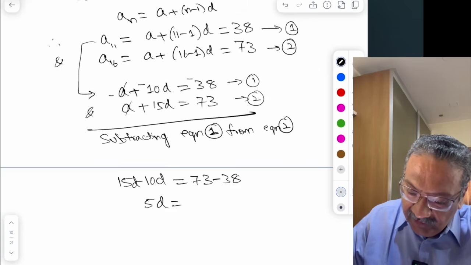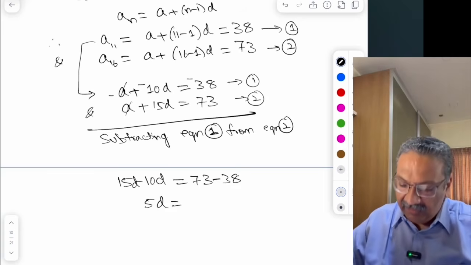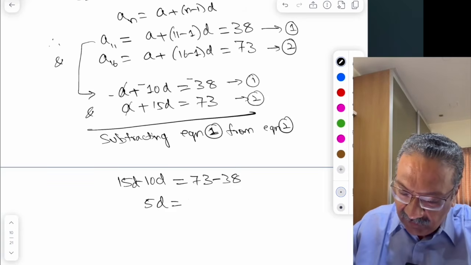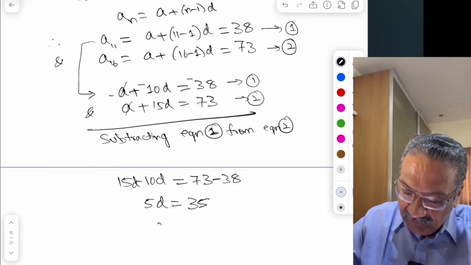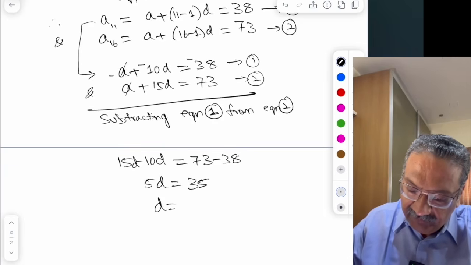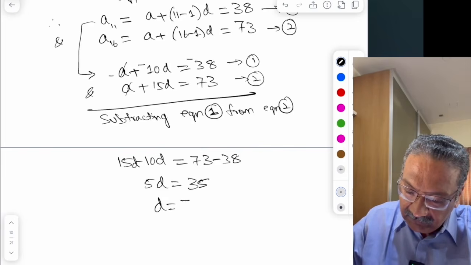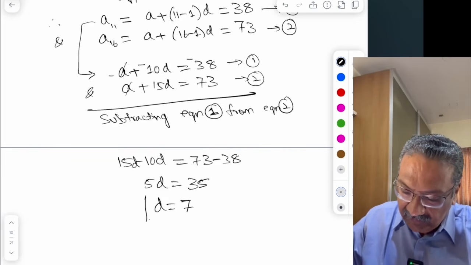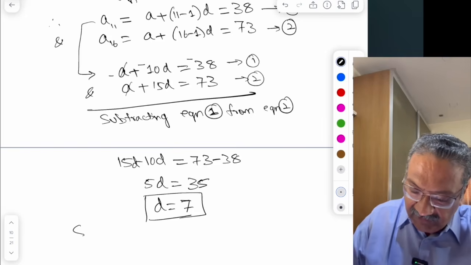So 5d is equal to what is 73 minus 38? 38 to the nearest 40, 33, 35. So d is 35 by 5, which is 7. Okay, so we got the common difference as 7.